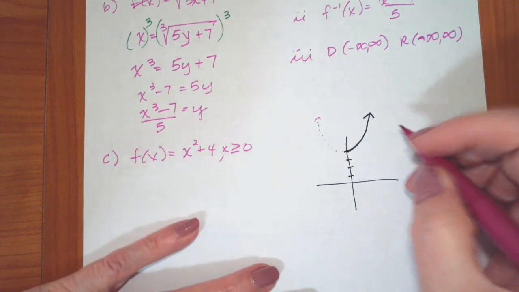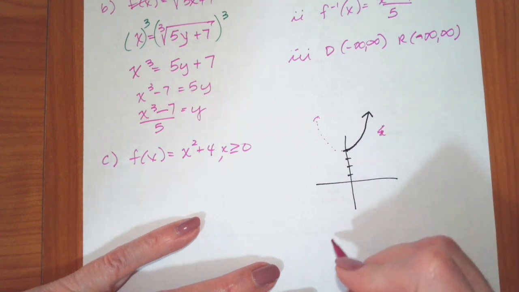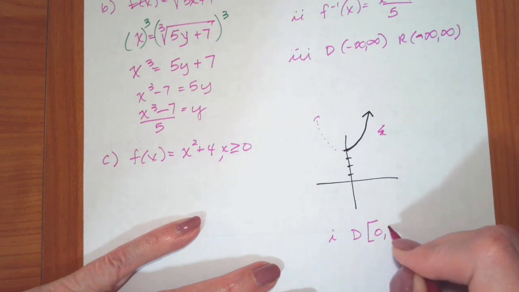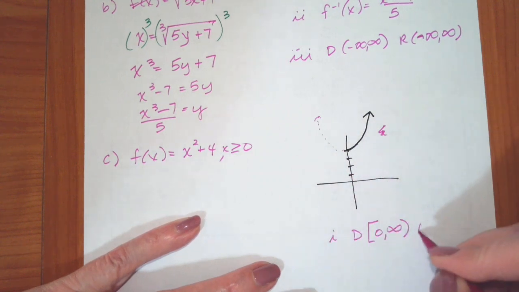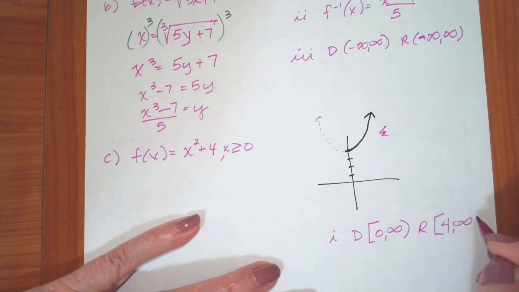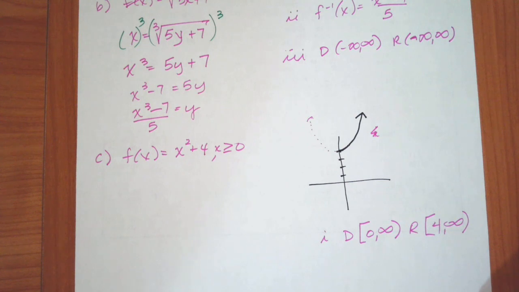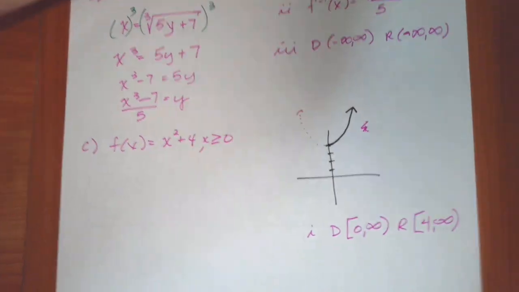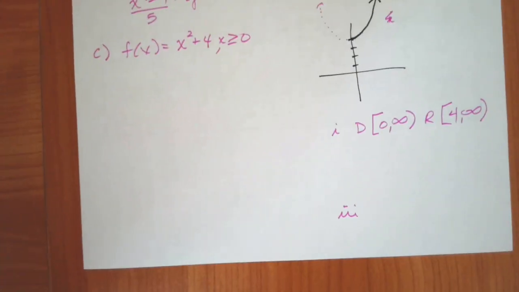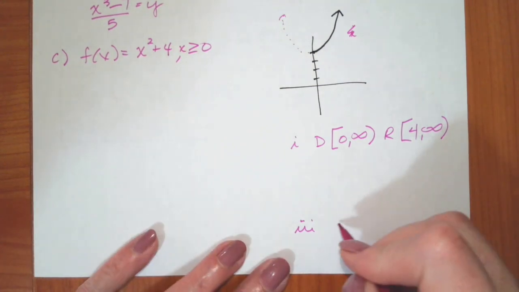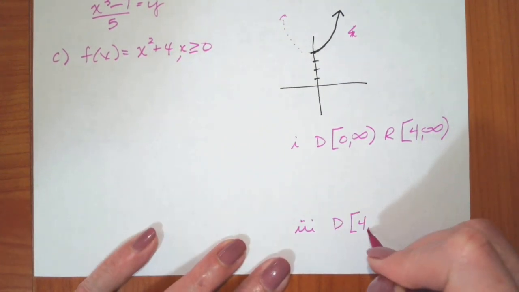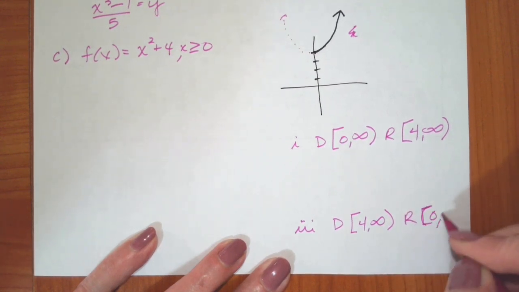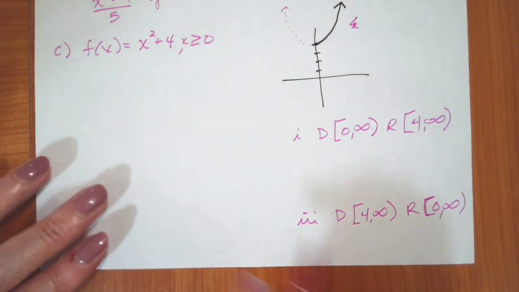Okay, but if I look at this function, I'll just write it down here. The domain is what they gave us, so it goes from 0 to infinity, and the range goes from 4 to infinity. So if everything works out right, for the inverse I should have a domain of 4 to infinity, and I should have a range of 0 to infinity. So we'll do that and look at the graph and make sure.